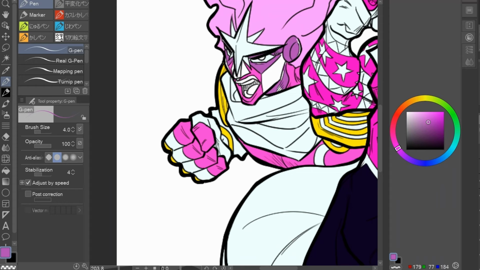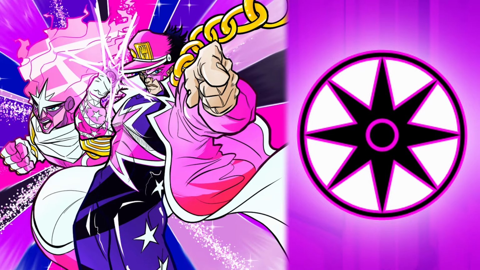It also helps my case that his stand is Star Platinum and the Lantern Corps are the Star Sapphires, so I think Jotaro belongs here.